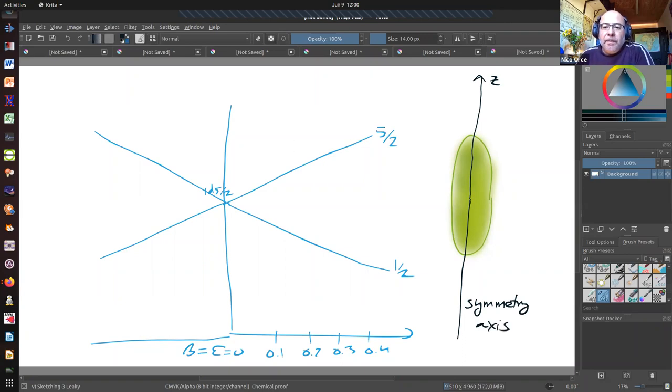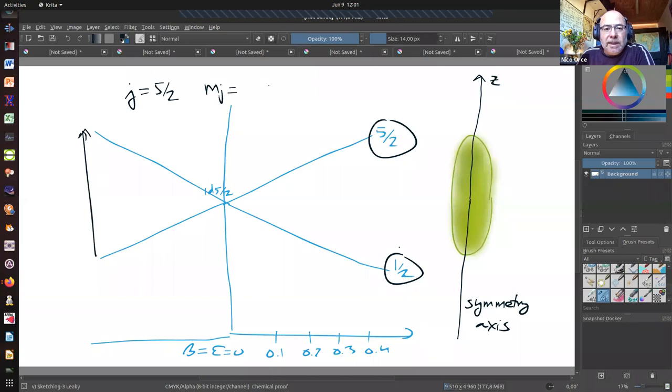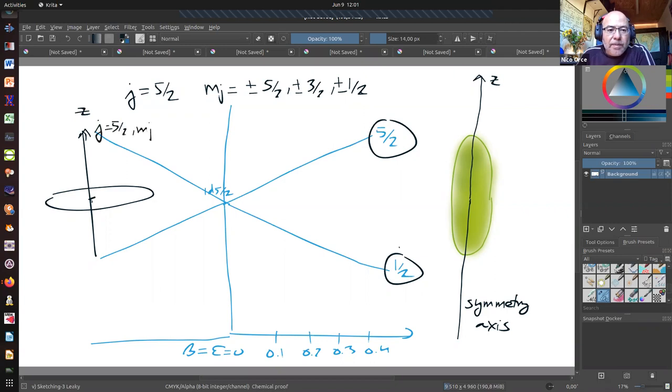So remember, it's very important to remember what this actually means. If you have a nucleus with a j of 5/2, we already did this the other day. These are the MJs, the projections of J onto the symmetry axis. So we will have plus minus 5/2, plus minus 3/2, plus minus 1/2. So J 5/2 will have the same J, but the projection on the symmetry axis will be maximized. So this will be J equal 5/2, MJ equal 5/2.